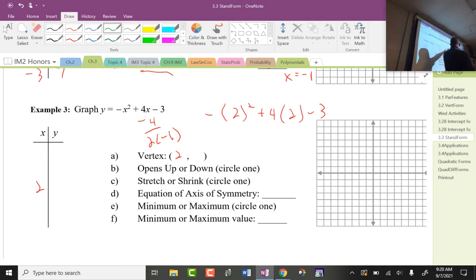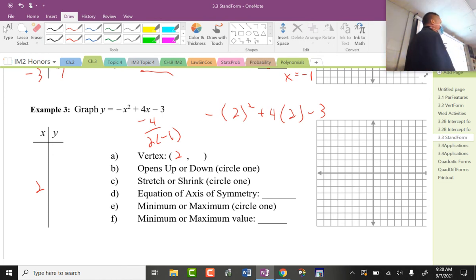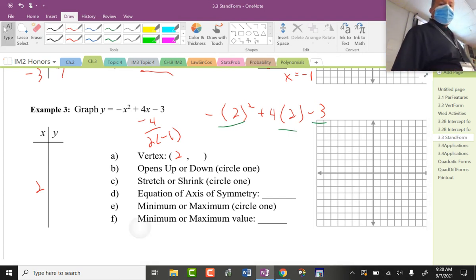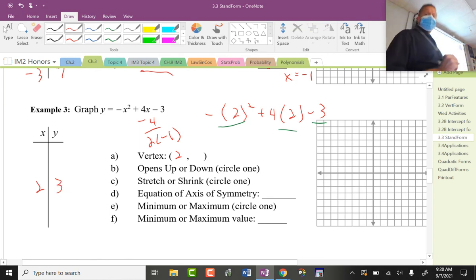This is like -1 times 2 squared. And then another thing, you have crazy people out there squaring this negative. No, that negative is on the outside of the squaring. You square first, and then you multiply by -1. So this becomes -2 plus 8 minus 3. So -2 plus 8 is 6. 6 minus 3 is 3. 2 comma 3. Just want to make sure.